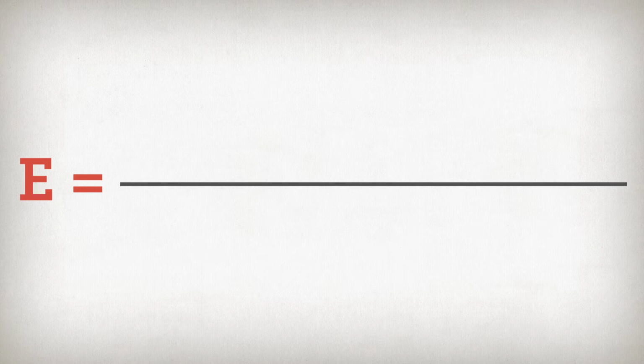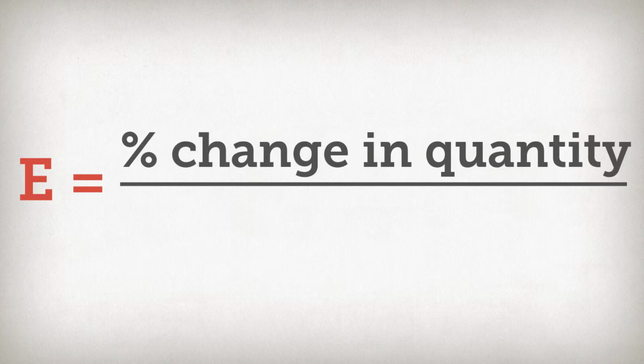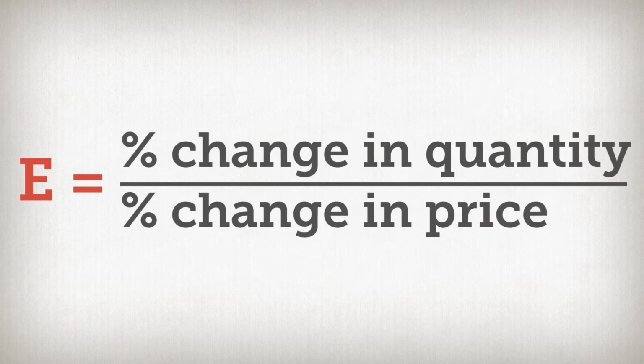Elasticity is simply the percentage change in quantity divided by the percentage change in price. If the price is changed, how much will quantity change? Notice that price is driving the bus. Price changes, and that causes a change in quantity, not the other way around.